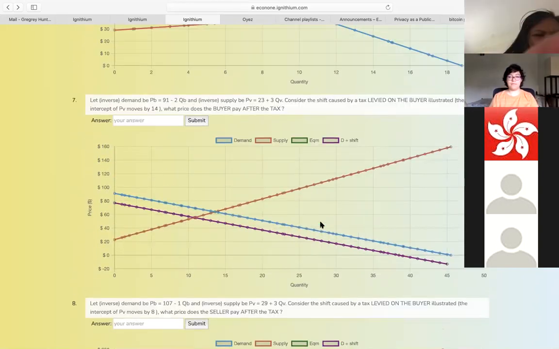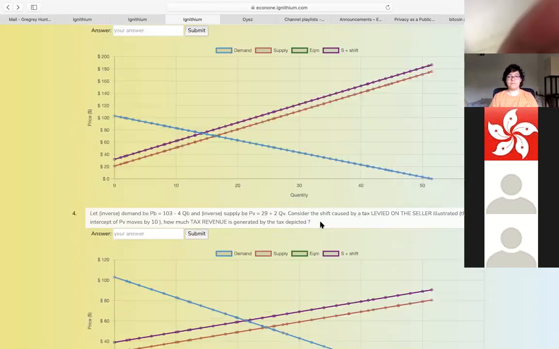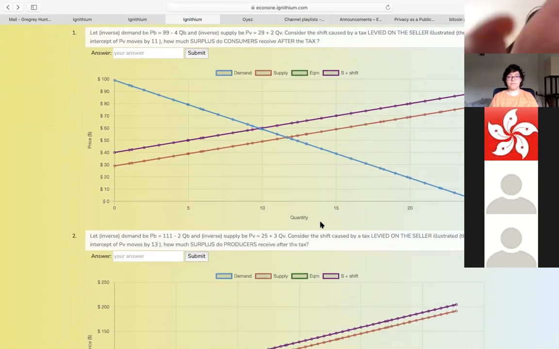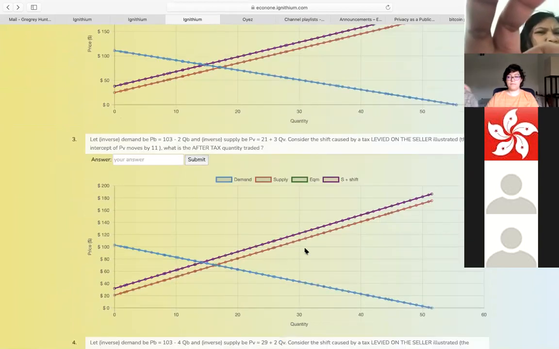Is there any in particular that we went over that you guys would like to see again or in more detail, or is everybody pretty good? Can we go over the buyer after tax price again? I think it was like 6. Okay.